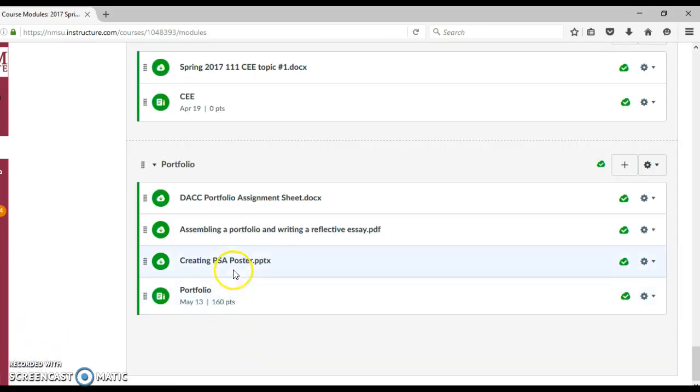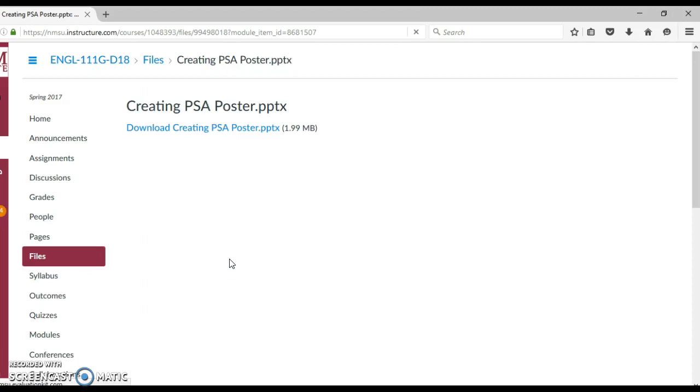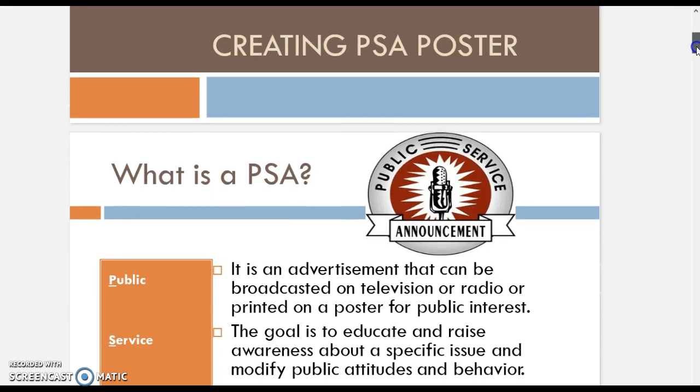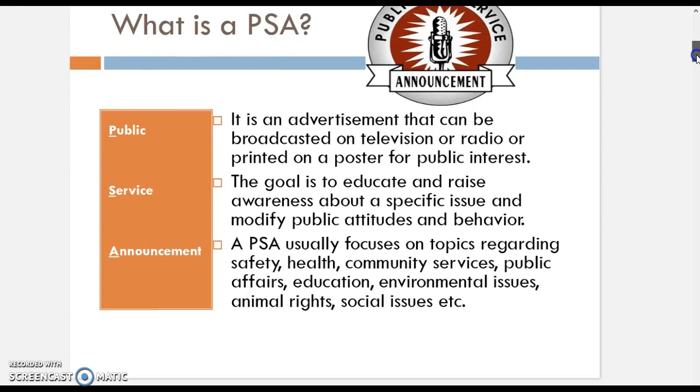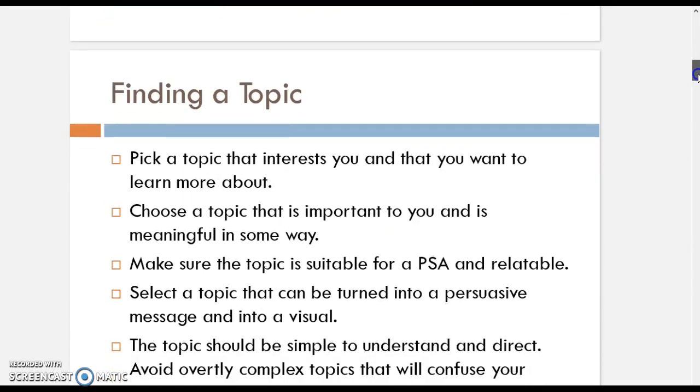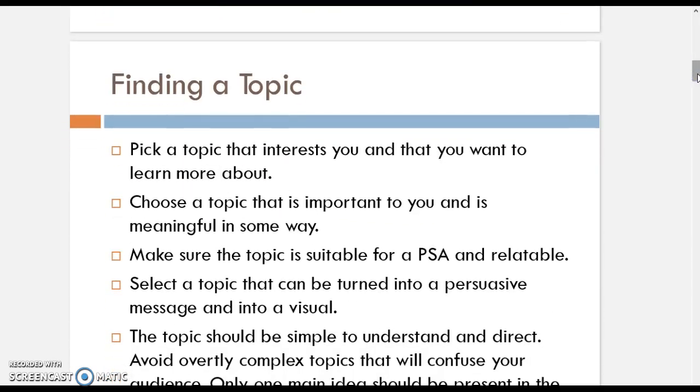So going back to the modules, we also have a PSA poster PowerPoint, and I definitely encourage you to look at this because it is very helpful in terms of what a PSA poster is, and it also gives some tips on design. So if we look at the PowerPoint, it of course starts off by telling you what a PSA is, which stands for Public Service Announcement, and then it also covers some guidelines regarding finding a topic.